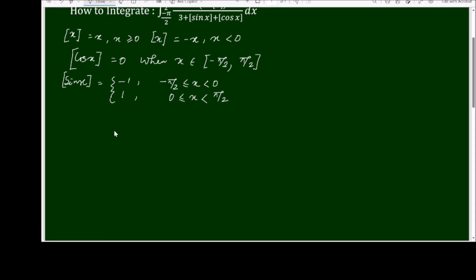So let's talk about the denominator. Denominator equals 3 plus greatest integer of sin x plus greatest integer of cos x. So it takes two values. One is 2 when x is less than 0 and 3 when x is greater than 0.